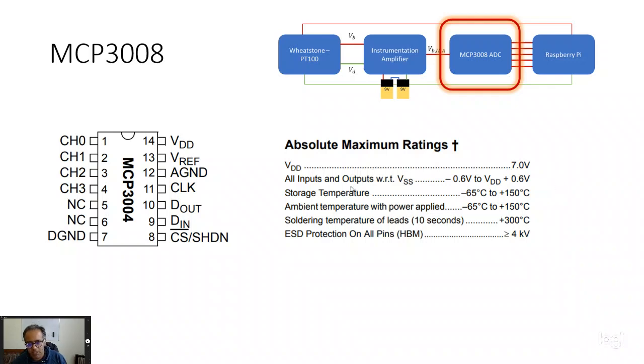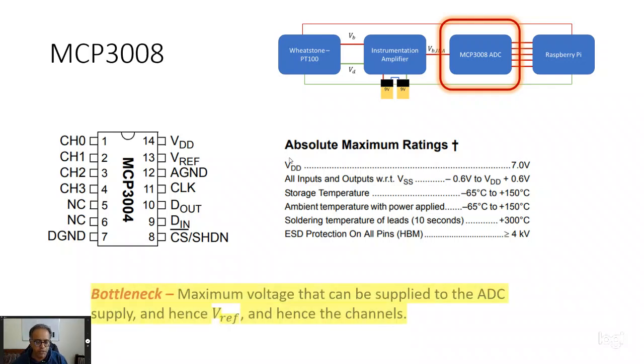What this essentially means is all the other inputs and outputs will range in this value, and these are the maximum limits. So you cannot supply a VREF more than 7 volts, like 7.6 volts, or you cannot go beyond that even for the channels, right? So what this means is we have a bottleneck here. The maximum voltage that can be supplied to the ADC limits the maximum voltage that can be supplied to the VREF and also to the other channels. Okay, so this is the first bottleneck.